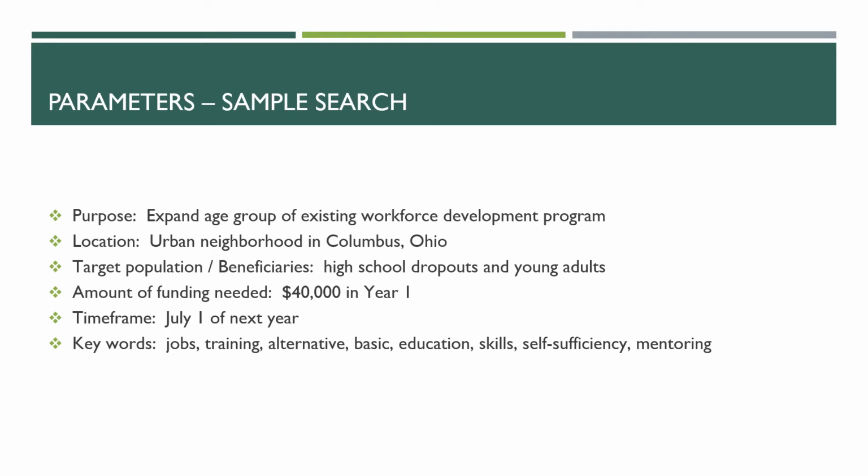I selected a set of search parameters to guide my sample grant search. For the purpose, we are going to expand the age group of an existing workforce development program. The grant will serve an urban neighborhood in Columbus, Ohio. I'm targeting high school dropouts and young adults. I need $40,000 in year one. I'd like to start the program by July 1st of the following year. And some of the keywords that I think might help me find the grants I need are jobs, training, alternative, basic education, skills, self-sufficiency, and mentoring.